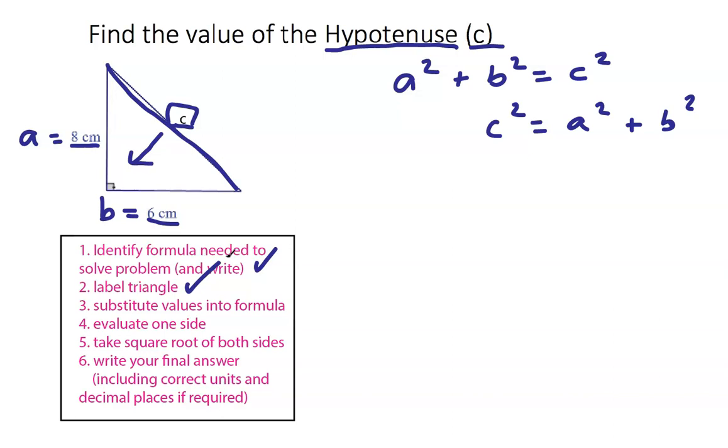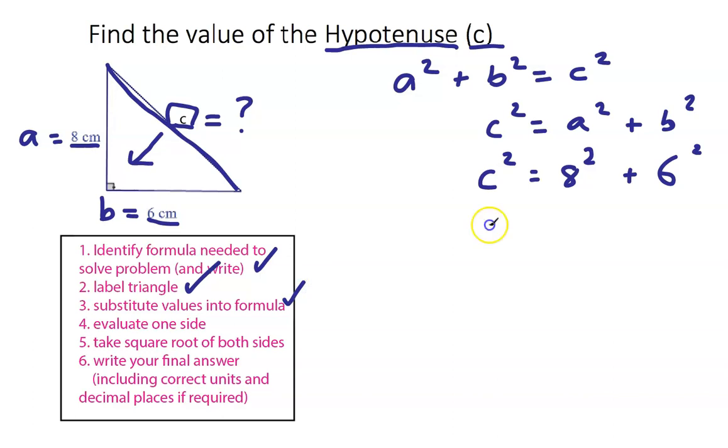Number 3, we need to substitute the values into the formula. I don't know what the C is, so I'm going to leave the C as a C. But the A is an 8, so instead of writing A, I'm going to write 8. And the B is a 6. Excellent, so we'll give that a tick.